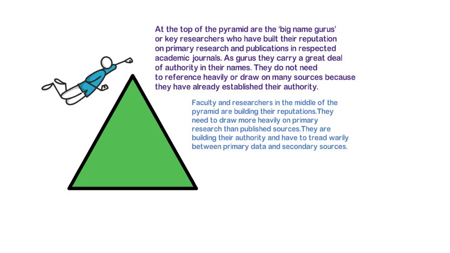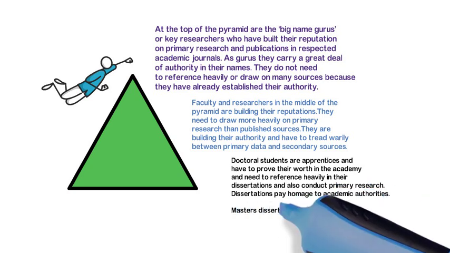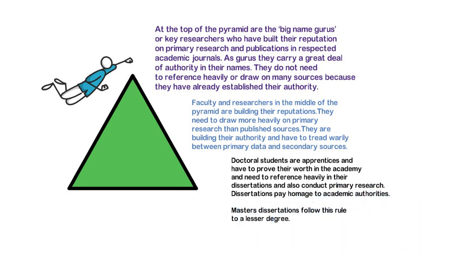Doctoral students are at the gatekeeper's threshold. They are apprentices essentially and have to prove their worth in the academy. As a result, doctoral students often are required to reference heavily on their topic and to conduct primary research. These dissertations are essentially constructed to pay homage to academic authorities, and master's dissertations follow this to a lesser degree.